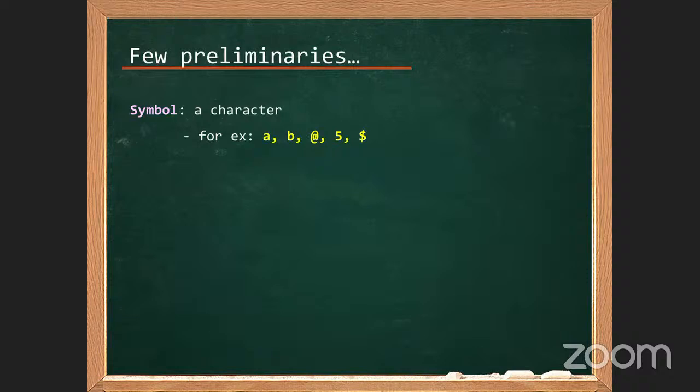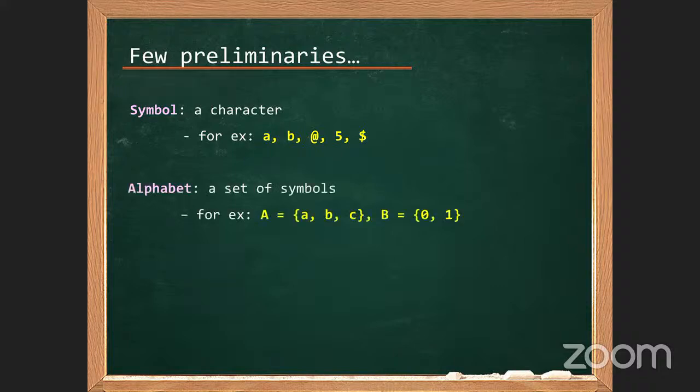In automata theory, the basic unit is a symbol. What's a symbol? A symbol is nothing but a character. It can be a character like A from the English language, or B, or the at-mark symbol, or the number 5, or the dollar symbol. It can be any character which occupies, of course, 1 unit of space.